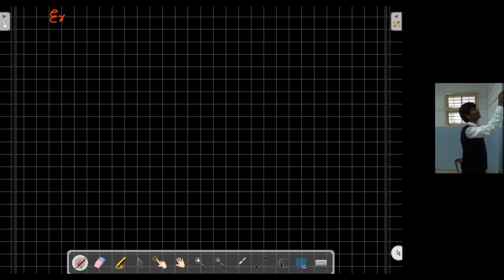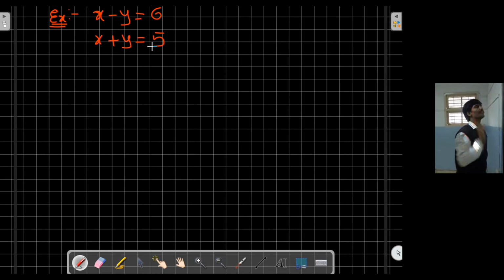So just taking one example here. Simple example. x minus y is equal to 6, x plus y is equal to 5. So are these two a pair of linear equations in two variables or not? Yes or no? So how many solutions do these two equations have? Let us check it.